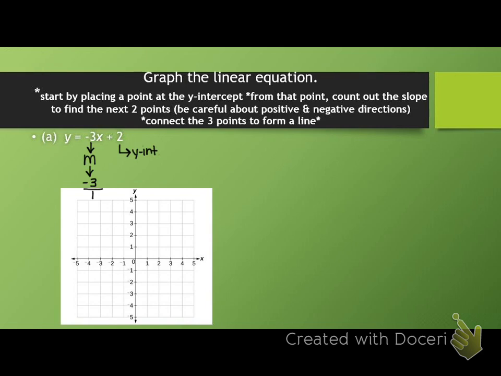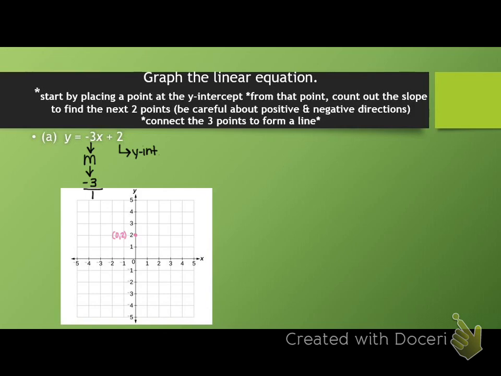So if I'm on the graph, what direction am I going to go to plot a y-intercept of 2? Up to 2 on the y-axis. Now, we've been doing this and we're going to continue to do this. We're going to label the point. What are the coordinates of this point? 0, 2. So let's go ahead and label that. Awesome.